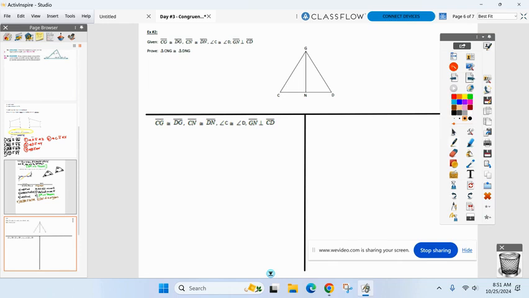I'll give you time to mark your diagram. Everything's already written in for you. Mark your diagram with whatever you need. And we need to prove those two triangles are congruent.